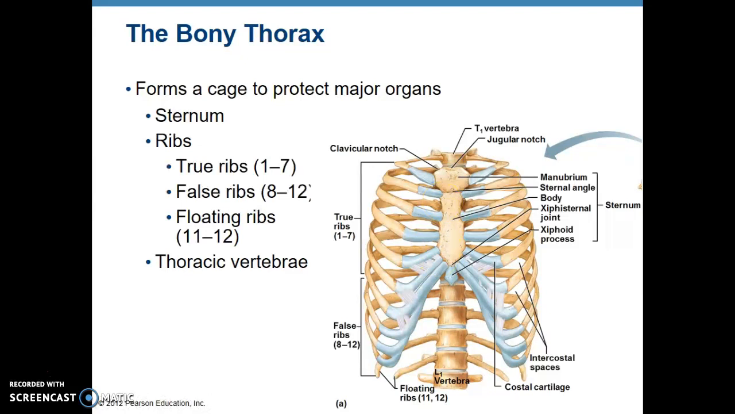You have some false ribs. These are going to be the next couple, 8 through 12, and they are not perfectly connected to the sternum. There is a connection to each other, and there's definitely some cartilage here providing some stability, but they don't attach to the sternum as well as what we would call a true rib. And then you have your little floating ribs down here that actually don't connect with any of these ribs.